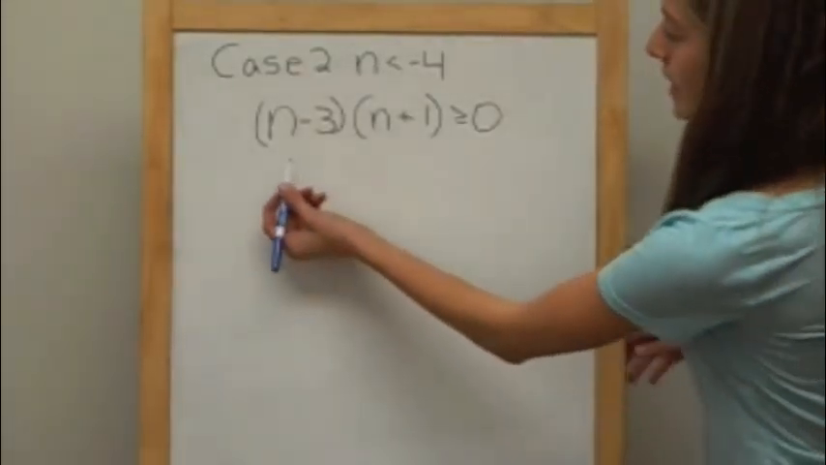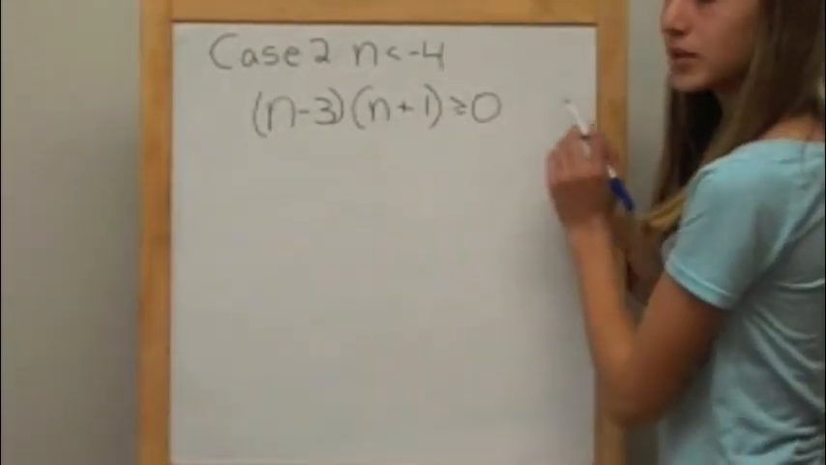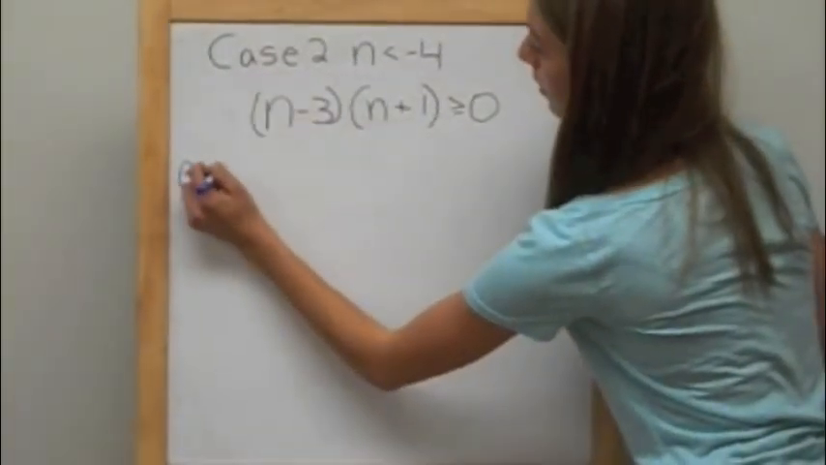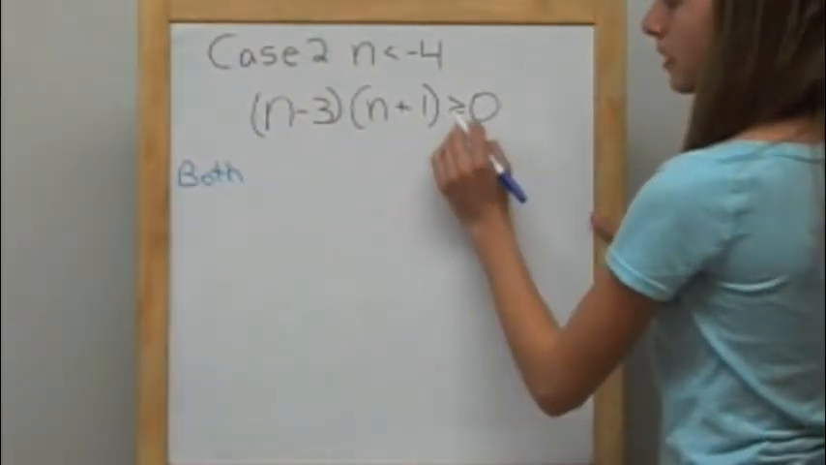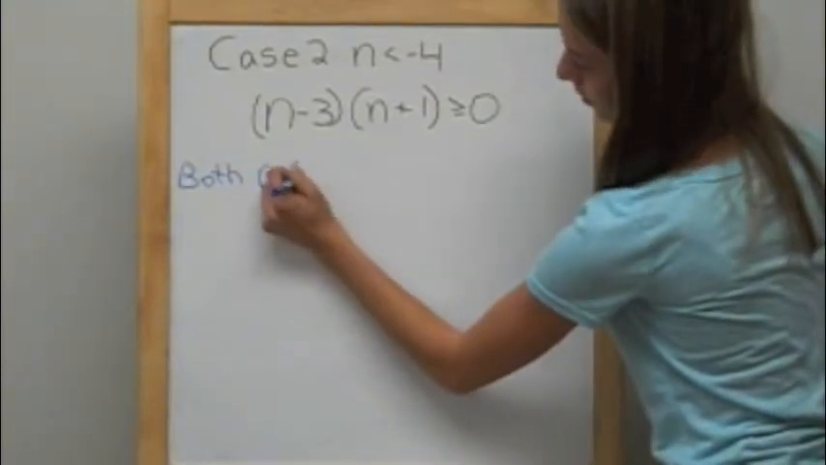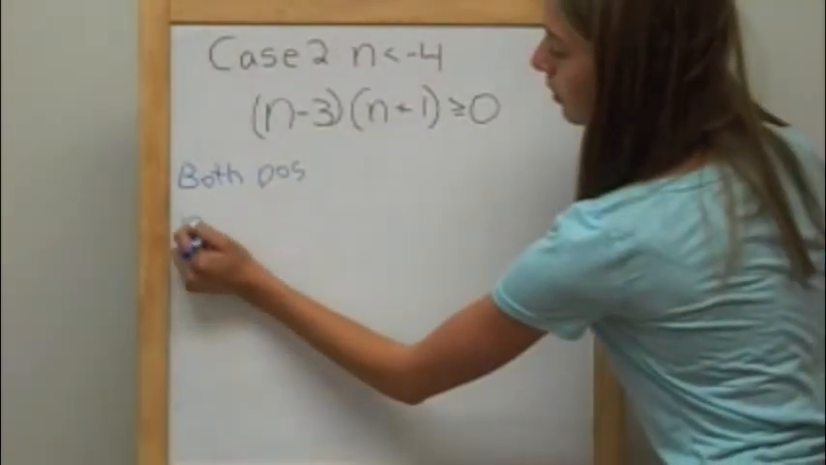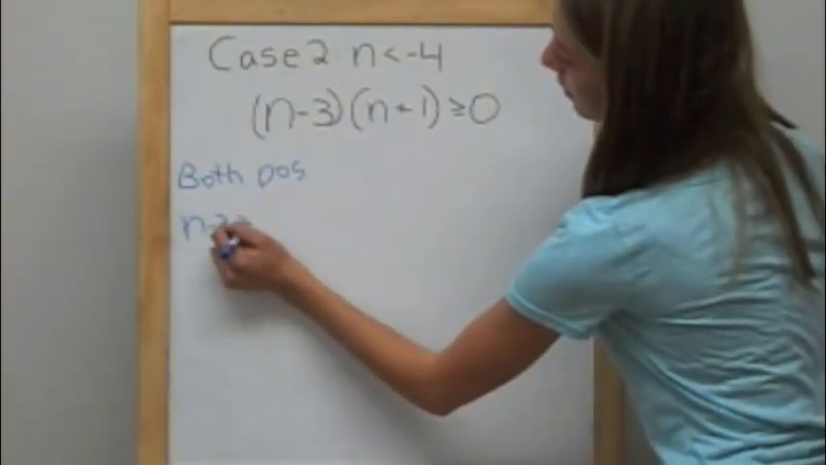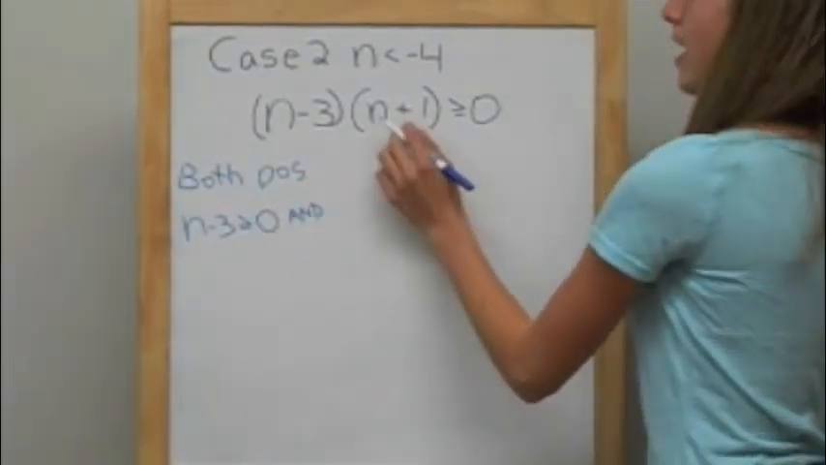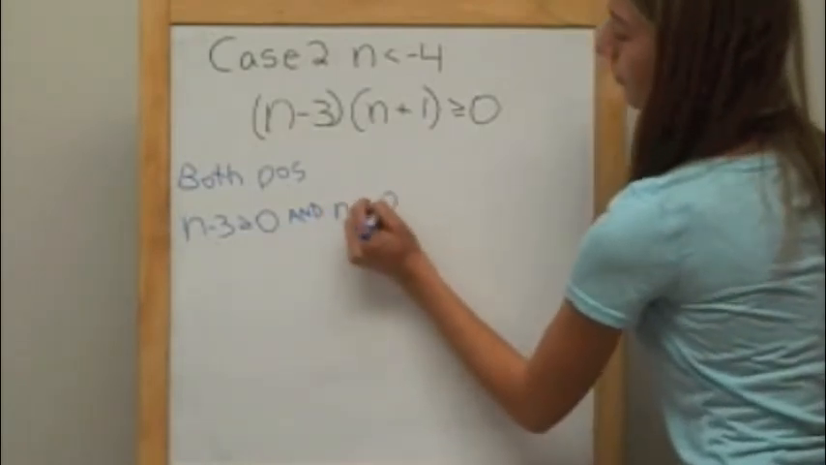So now we have this factored inequality. For this inequality to be greater than or equal to 0, either both factors have to be greater than 0, positive. So n minus 3 has to be greater than or equal to 0, and n plus 1 must be greater than or equal to 0.